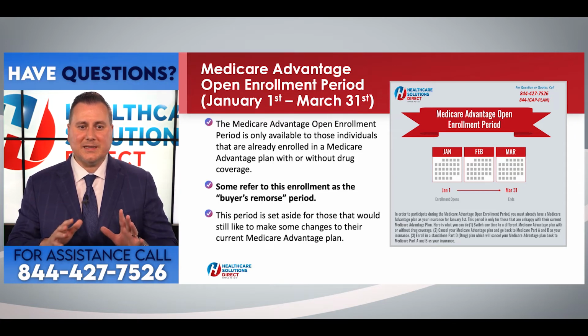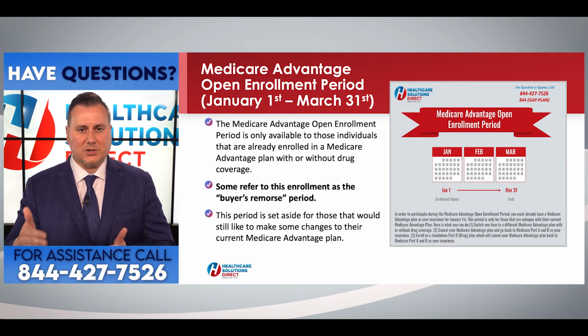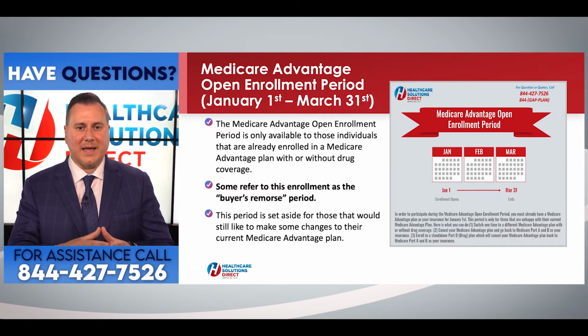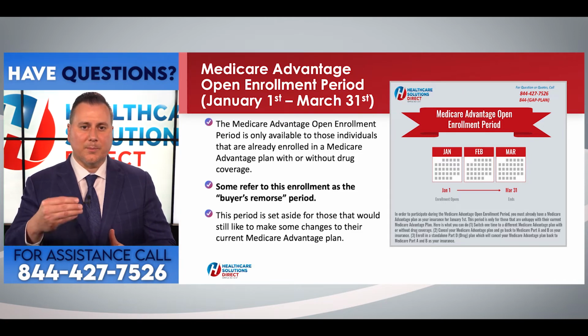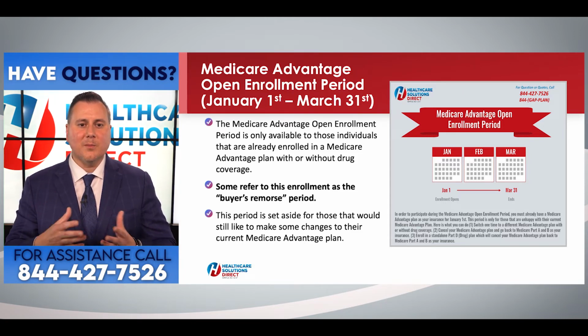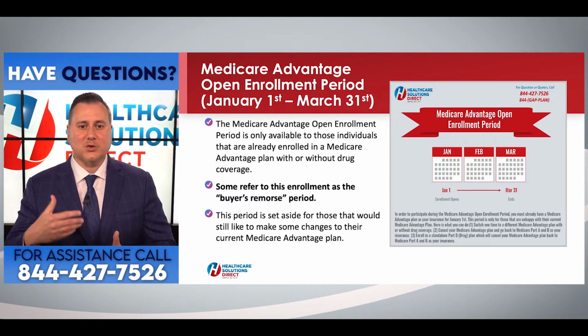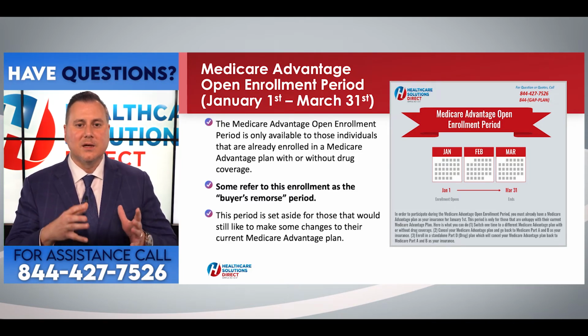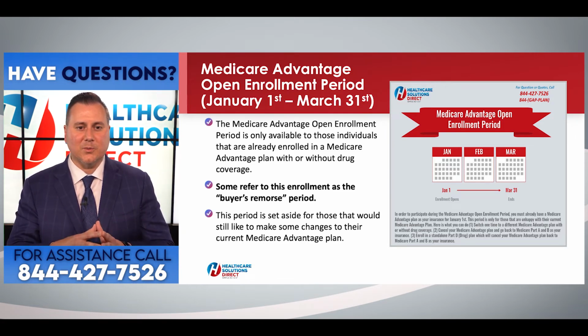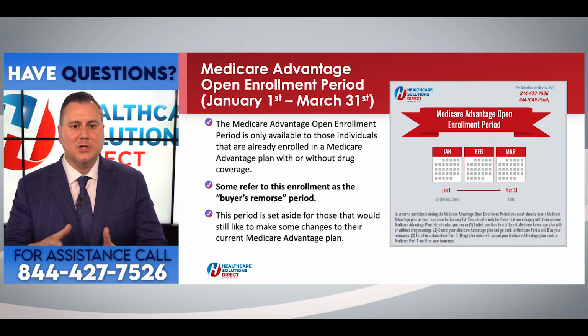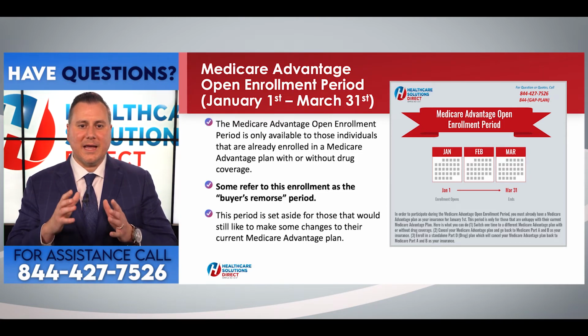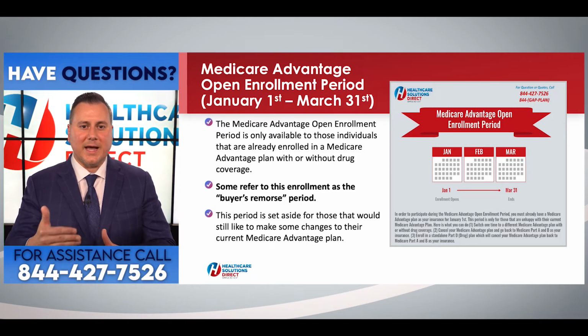So again, let me repeat that right now, because this is where a lot of people don't understand this. Between January 1st and March 31st, you have to already have a Medicare Advantage plan in place in order to participate during this period. Some will refer to this enrollment period as the buyer's remorse period. I think this is a good way to understand this period called the Medicare Advantage Open Enrollment Period. This period is set aside for those that would like to still make some changes to their current Medicare Advantage plan.